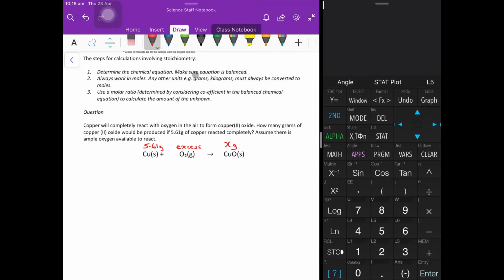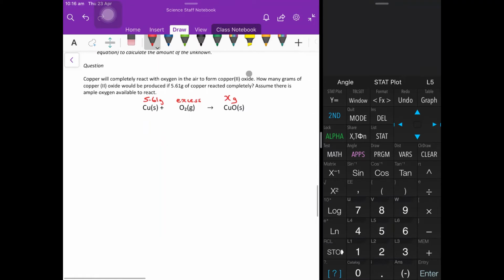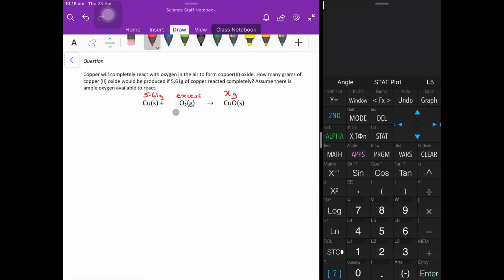So step 1 says, determine the chemical equation, make sure the equation is balanced. We're given a chemical equation. Is it balanced? 1 copper on the left-hand side, 1 copper on the right-hand side. 2 oxygens on the left-hand side, 1 oxygen on the right-hand side. I need to double the number of oxygens on the right-hand side. So now I've got 2 oxygens on the right-hand side, 2 oxygens on the left-hand side.